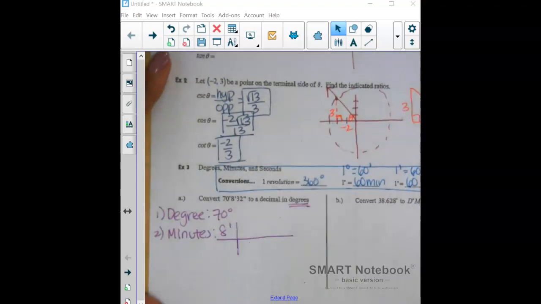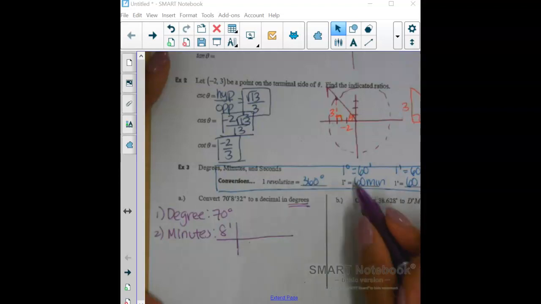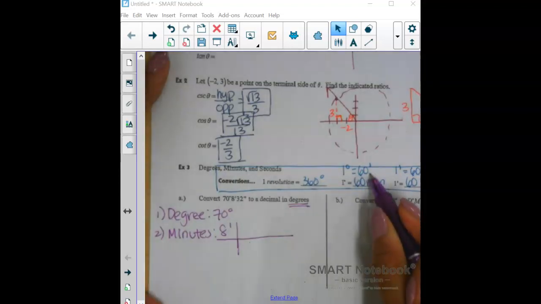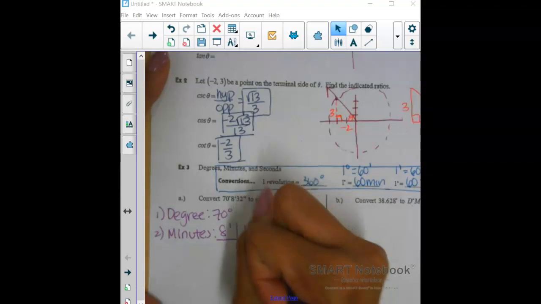How do I use it? Okay, so dimensional analysis, so I made my little chart. What conversion should I use from the top? Say it again. Okay, well, 1 what? Degree. 1 degree over the 60 minutes right here. So we're going to put 1 degree over the 60 minutes.